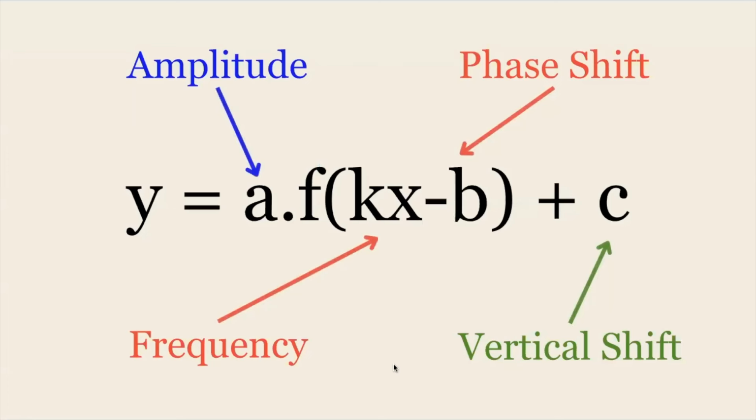So in this video, we discussed how the amplitude, phase shift, frequency, and vertical shift affect the graph of any trigonometric function. In the next video, we will talk about the trigonometric ratios for any angle.